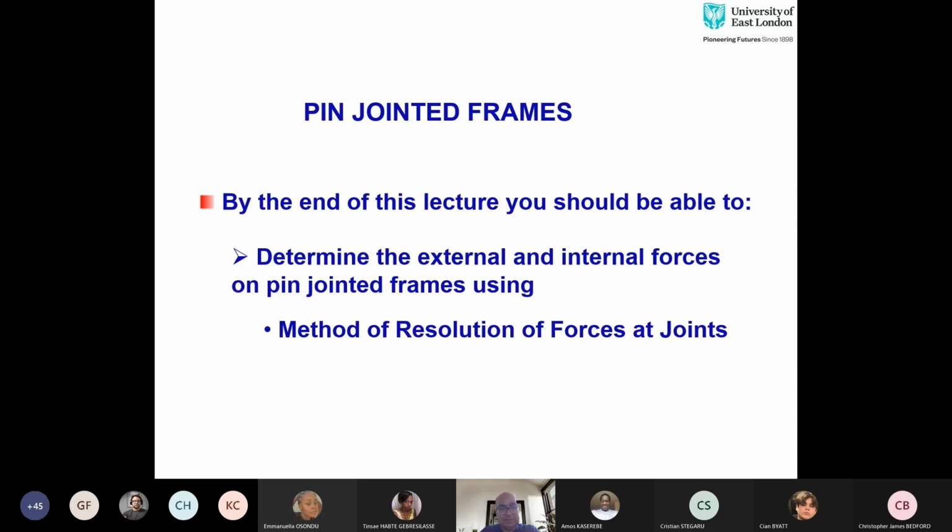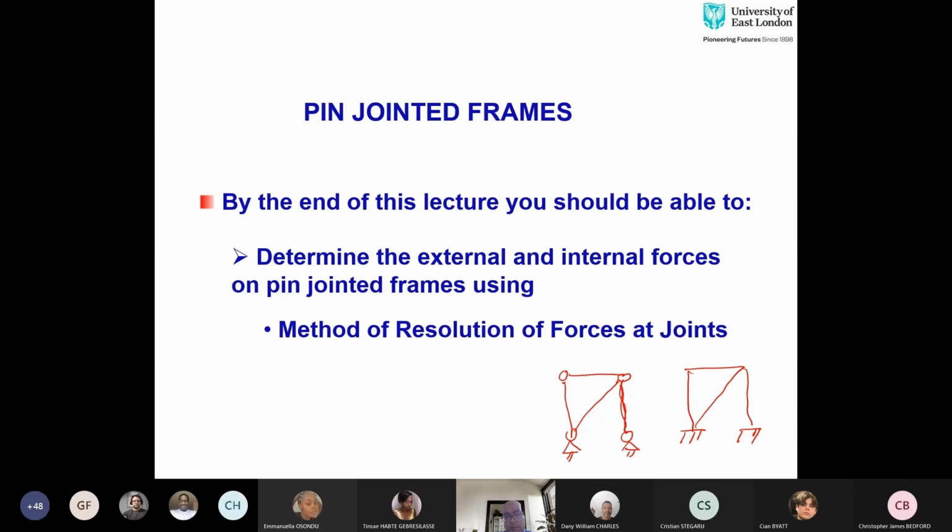Pin jointed frames. Now, what is the difference between pin jointed frames and rigidly jointed frames? I would say there is one key difference. If I have two frames here, one is pin jointed, the other is a rigidly jointed frame. This is the pin jointed frame and this is rigid. The key thing is that pin jointed frames, and trusses are one example, carry only axial forces. They carry tension and compression.